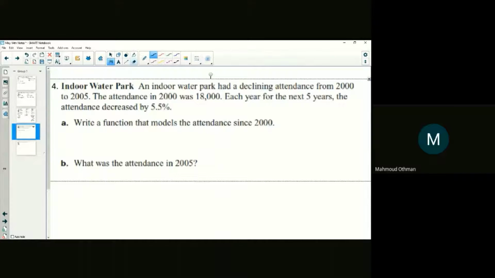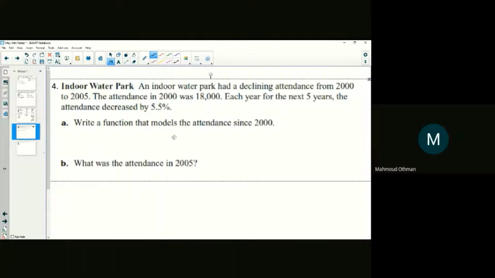Number 4, indoor water park. An indoor water park had a decline in attendance from 2000 to 2005. The attendance in 2000 was 18,000. Each year for the next 5 years, the attendance decreased by 5.5%. A. Write a function that models the attendance since 2000. B. What was the attendance in 2005?